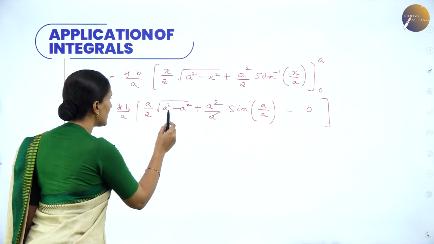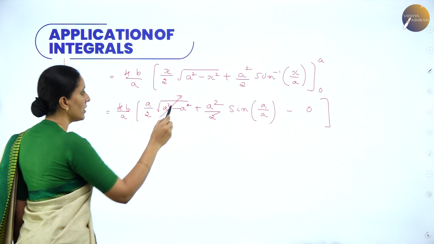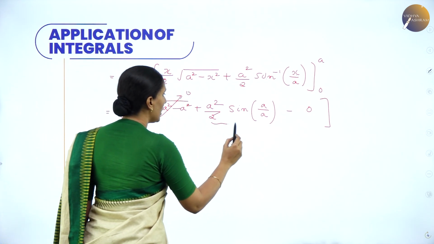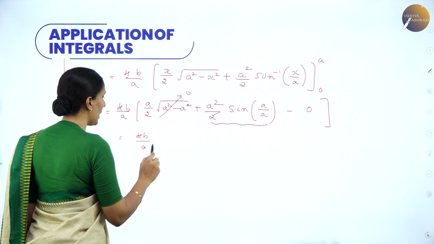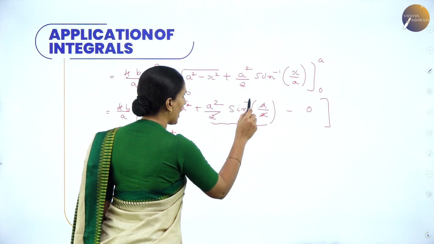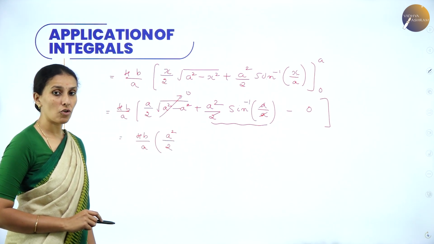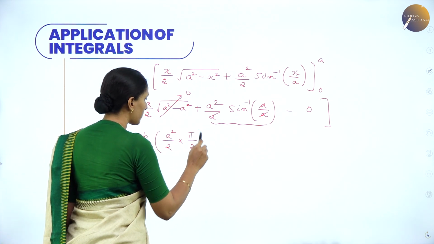And you can see the first term here, a square minus a square, clearly equals 0. So now we have only this term. So we'll take it as 4b by a, a square by 2. Now a gets cancelled here. So it is sine inverse of 1. And sine inverse of 1 is pi by 2.